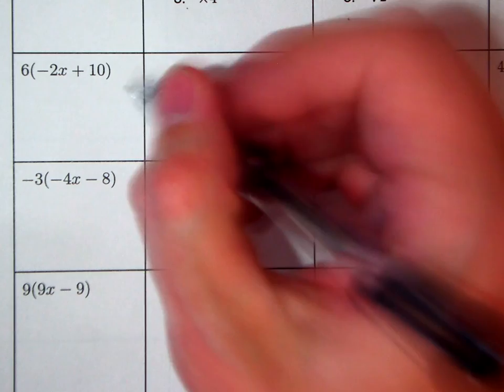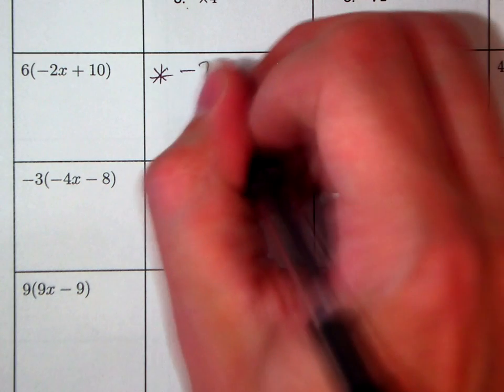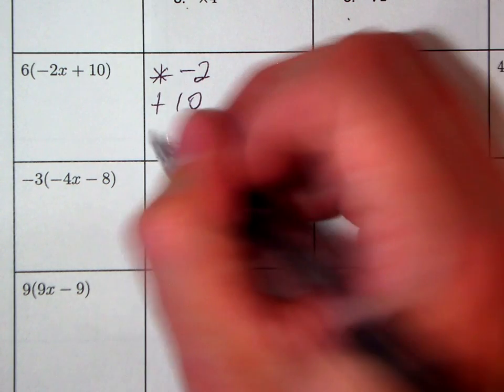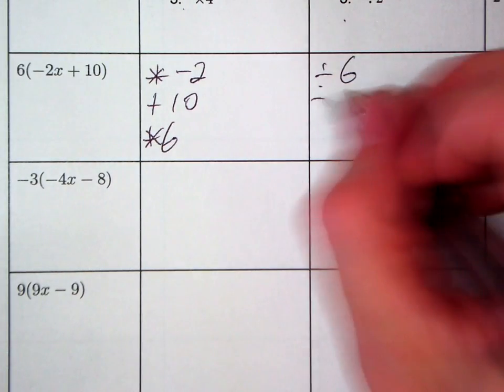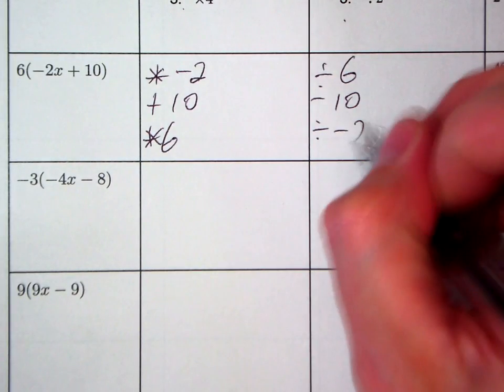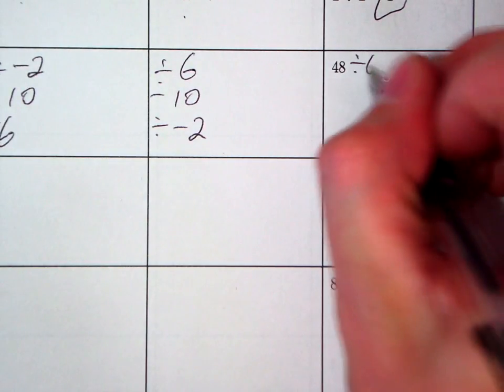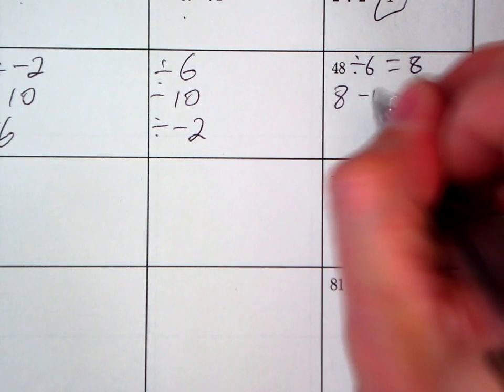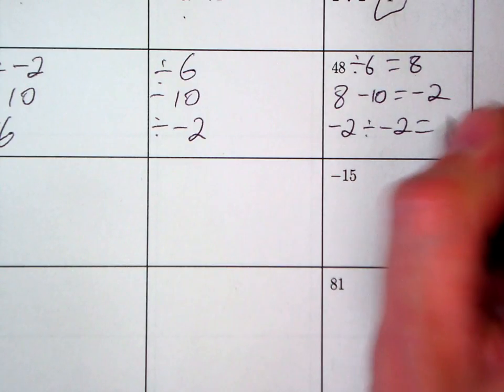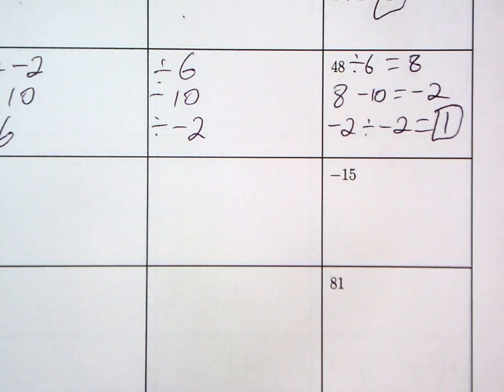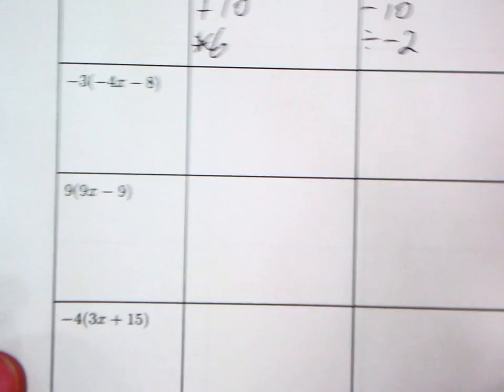So here, the first thing we do is we multiply by a negative 2, then we add 10, and then we multiply by 6. So to cancel these out, we divide by 6, subtract 10, and divide by a negative 2. So if we start with a number like 48 and divide this by 6, we get 8. 8 minus 10 is a negative 2. Negative 2 divided by a negative 2 is a positive 1. And that's how we would actually solve an equation.